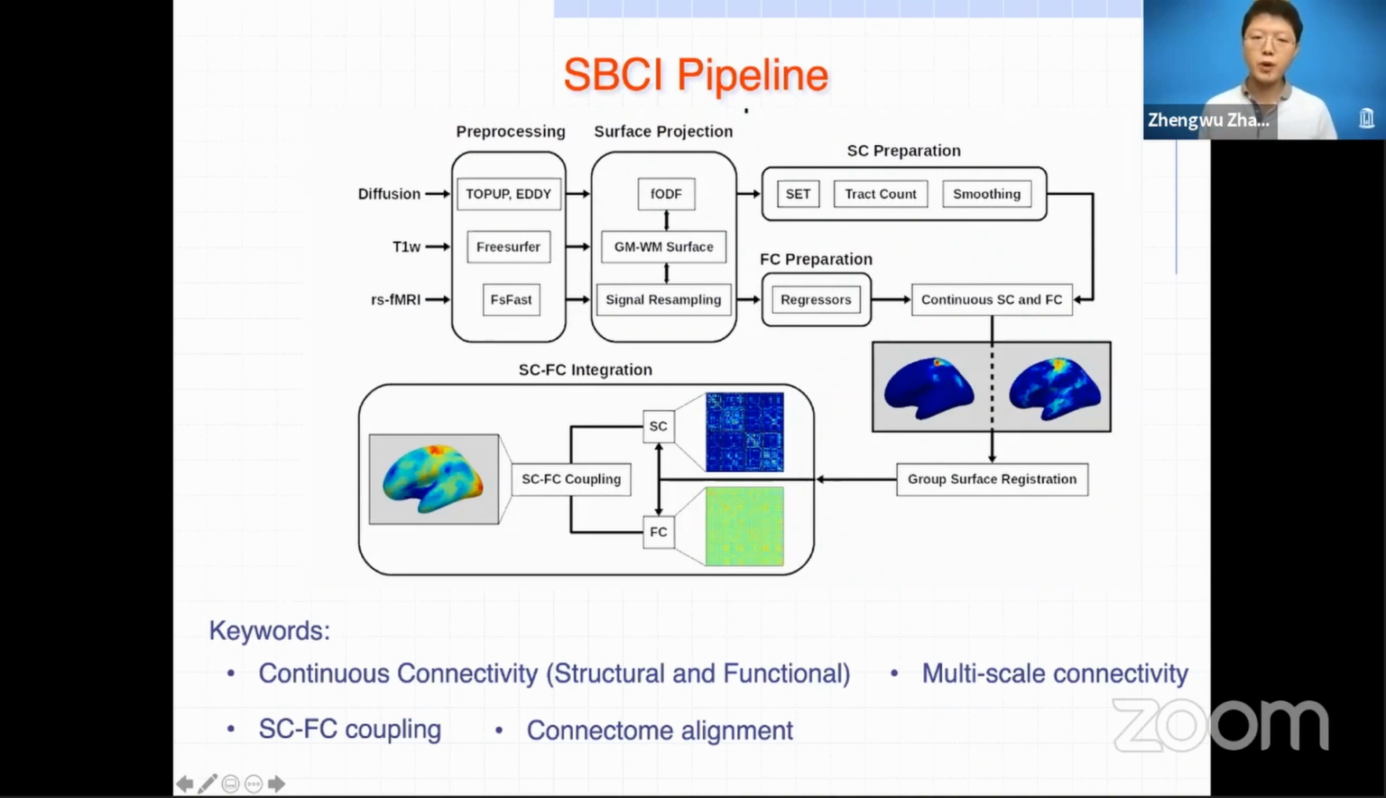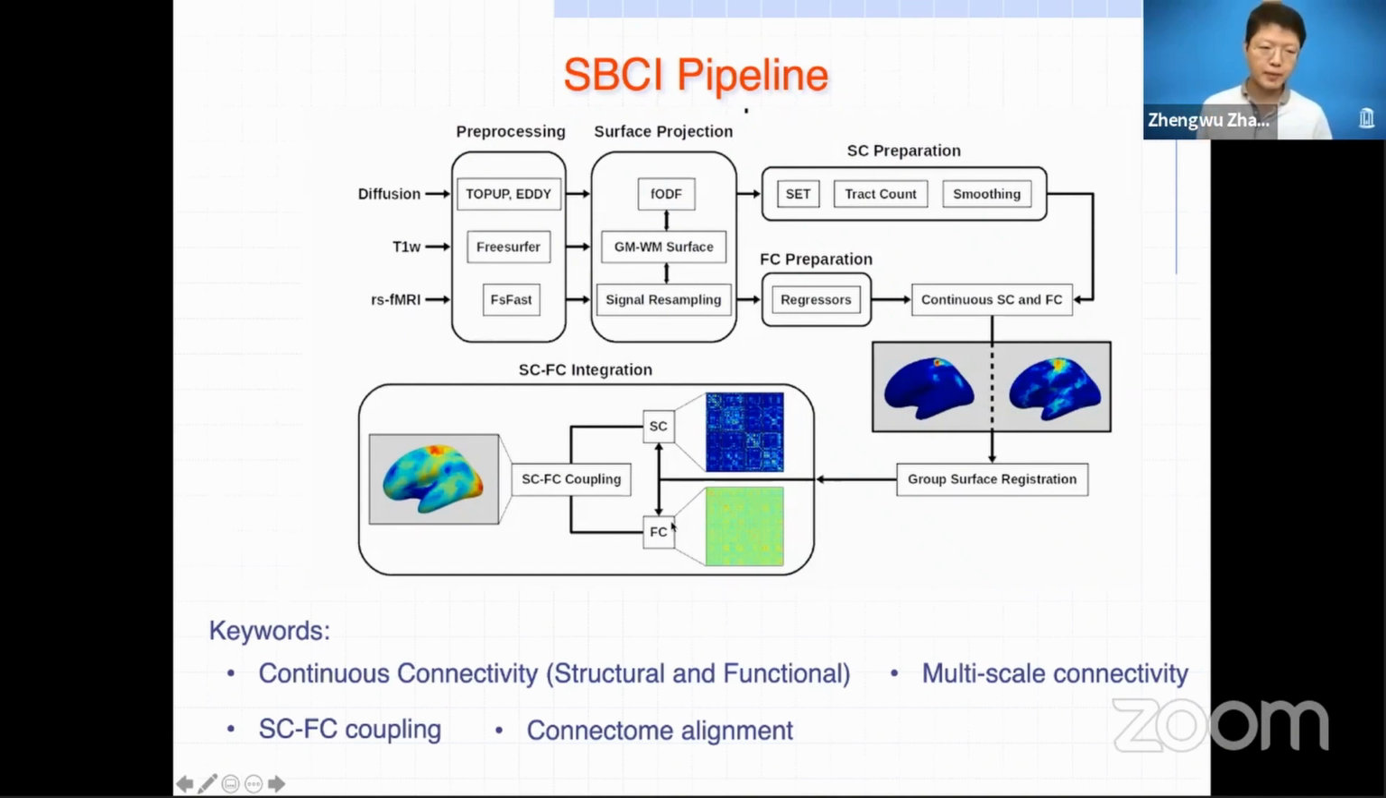This is just showing you one example of a connection to a seed point. Then we have to do some surface alignment to bring everyone to the same space, to establish correspondence between people, because different people have different shapes of brain surface. Then you can start to do connectivity integration, and because everyone is now in the same domain, whatever kind of analysis you want to do, you can also do in this domain.